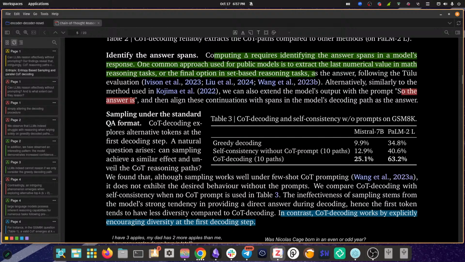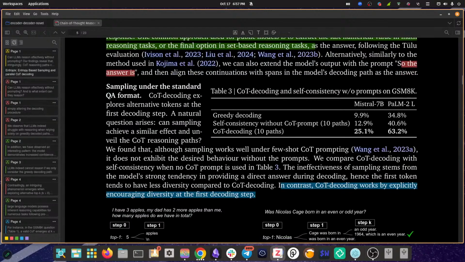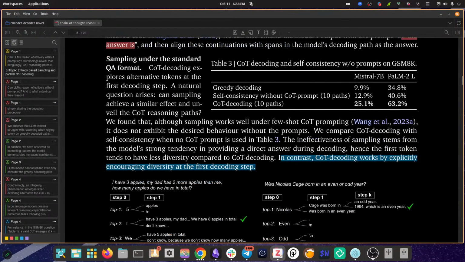But yeah, the thought that can sampling achieve a similar effect and unveil the chain of thought reasoning path. So I think your observation there is correct in that yes, this metric is what we're looking for, but what we're actually looking for is the thing that this metric is indicating, which is that that chain of thought has been performed during decoding. And then they mentioned self-consistency, which I don't remember off the top of my head. There might be something in the library somewhere, but I presume it's just another prompting method, or it sounds like another decoding method actually.